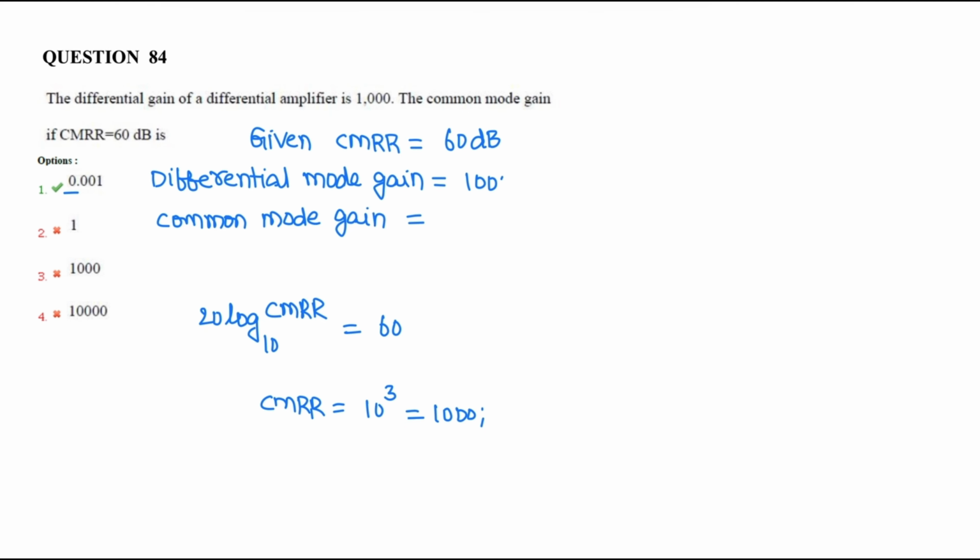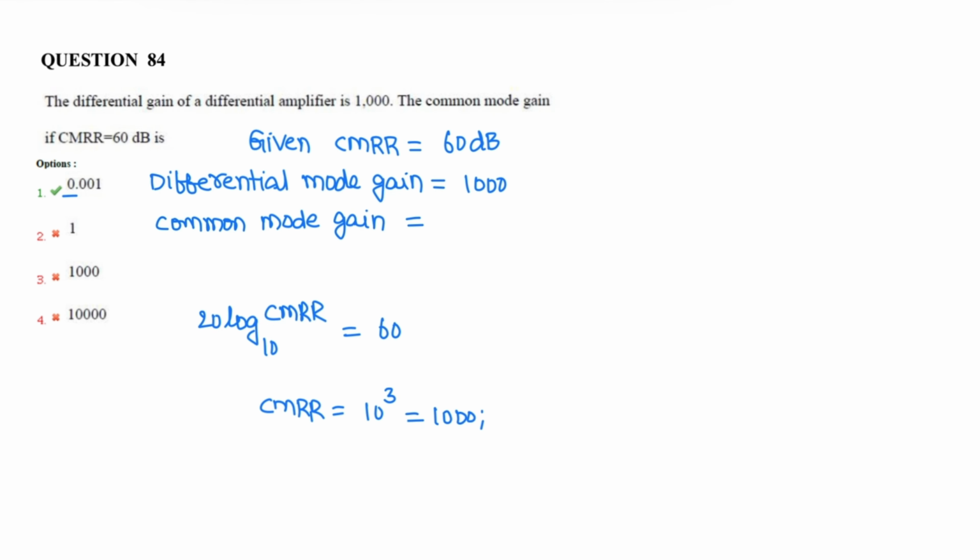The differential gain is 1000. We need to calculate the common mode gain. The common mode gain is equal to the differential gain divided by CMRR, the common mode rejection ratio, that is 1000 by 1000. Its value is 1. So the common mode gain is 1. So the correct option is option 2. It is not option 1, option 2 is correct as per the given data.